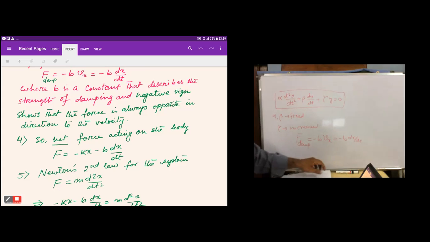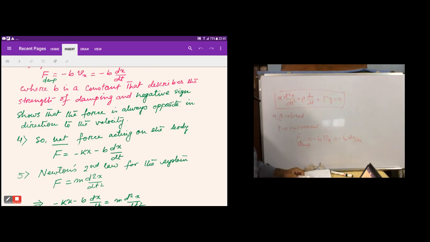So the net force acting on the body will be minus kx minus b dx by dt, because F equal to minus kx we already know in the case of the oscillating harmonic motion. And now we are adding the damping, which is minus b dx by dt. So this is the net force.